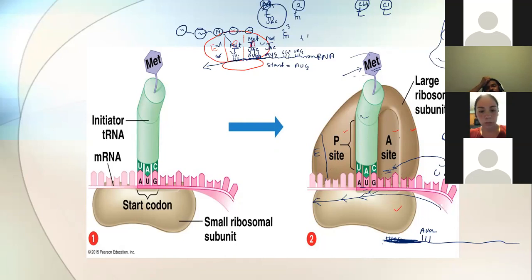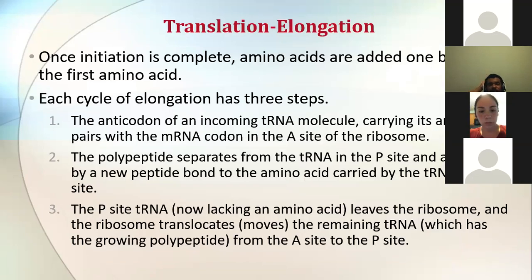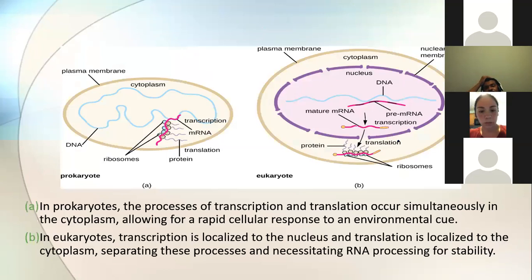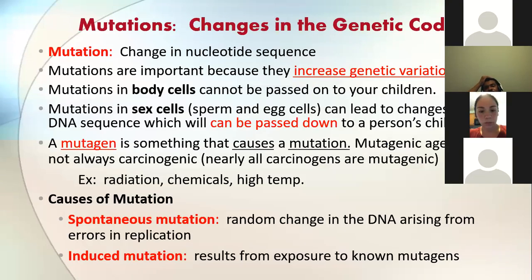Okay, so that's the whole process of translation. Now the last part is mutations. Mutation means changes in the genetic code, a change inside the nucleotide sequence, any sequence, like let's say inside the messenger RNA.